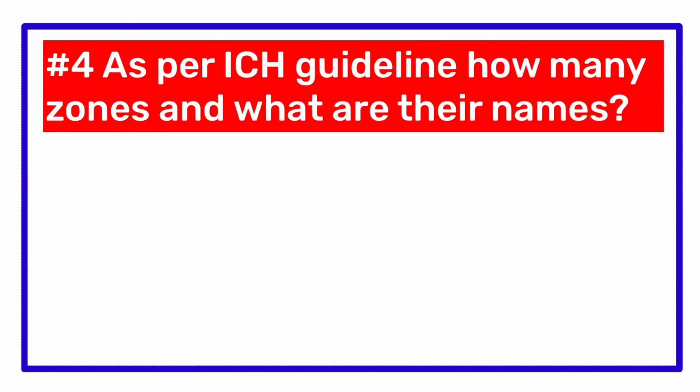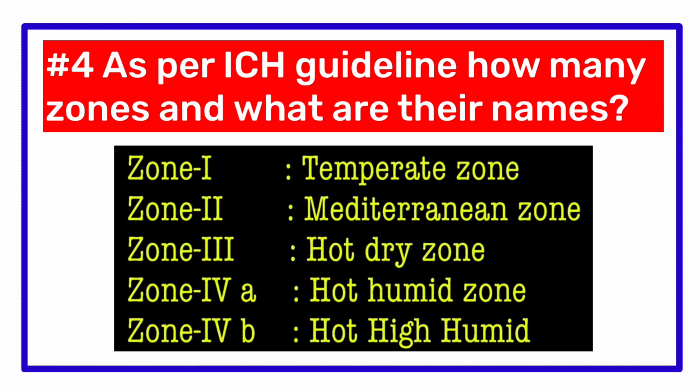Question number 4. As per ICH guideline, how many climatic zones are there and what are their names? So the answer to the question is, guys, as per ICH guideline, the world has been divided into 4 climatic zones, and those are zone 1, 2, 3 and 4. Further, zone 4 has been divided into 2 subzones, and those are 4A and 4B.